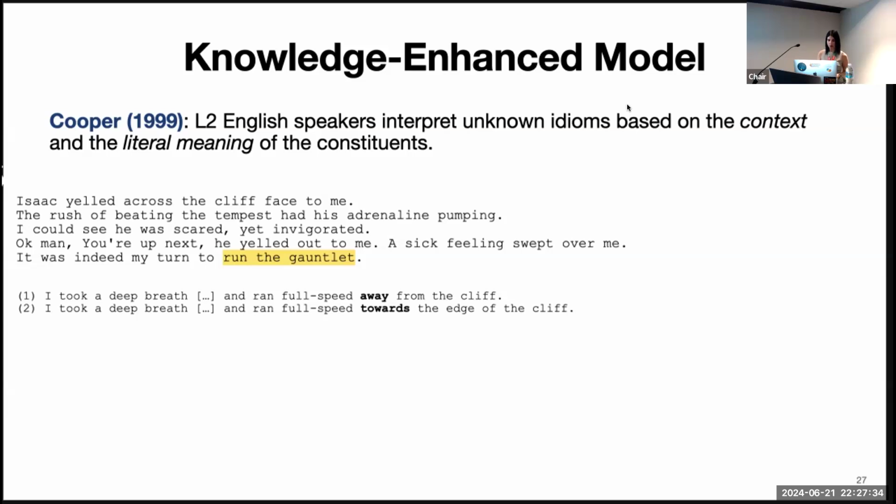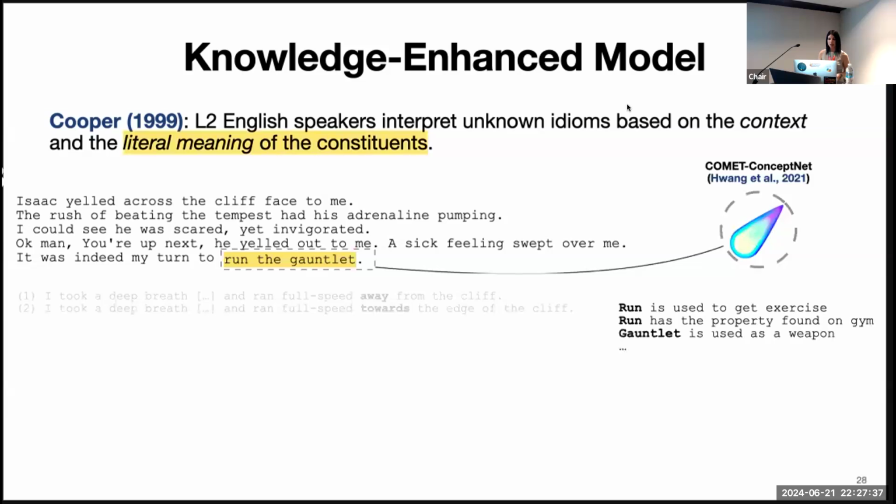So our first model was the literal model. We used a COMET model. COMET is a language model trained on a knowledge base. In this case, it was trained on ConceptNet, which is a commonsense knowledge base, and that can generate knowledge about concepts. So we took the content words from the idiom, which is run and gauntlet, and we generated knowledge about that. So for example, and it's not entirely grammatical, run is used for getting exercise. Run has the property of found in gym, something you would do in the gym, and gauntlet is used as a weapon.